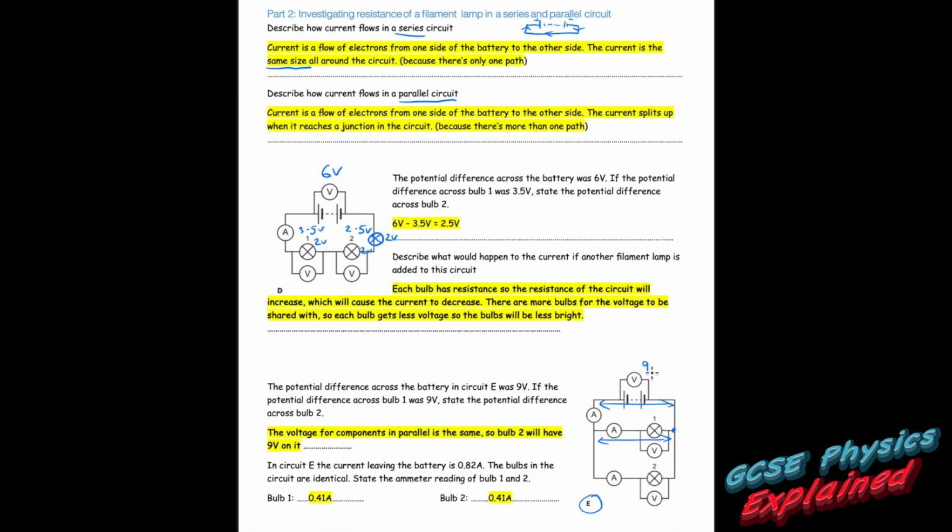So if that's a 9 volt battery, you're going to have 9 volts across this branch. Now there's only one component in the branch, so that bulb gets all of the voltage. And you'd have 9 volts across this branch, so that would also have 9 volts. So the voltage for components in parallel is the same. So bulb 2 will have 9 volts on it as well.